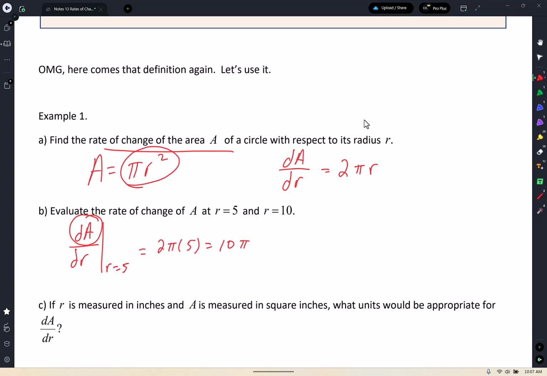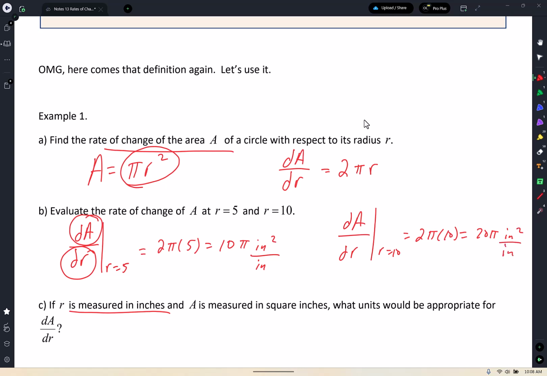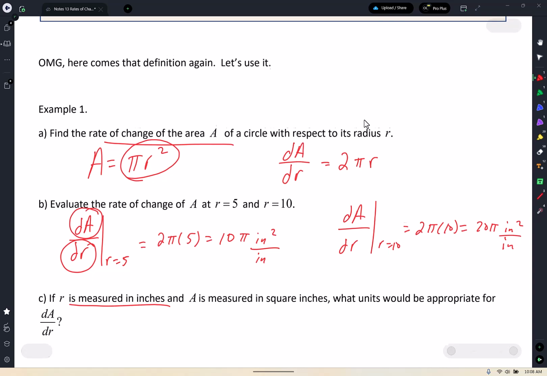Well, let me see. They don't tell you here. Let's say they're inches. What are the units for area and what are the units for radius? Yeah, square inches per inch. Do not cancel out any of the units. dA/dr when r equals 10 equals 2 pi times 10, so 20 pi square inches per inch of radius. And that's what letter C says.